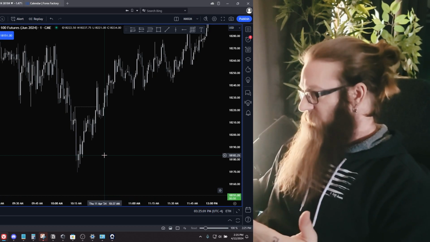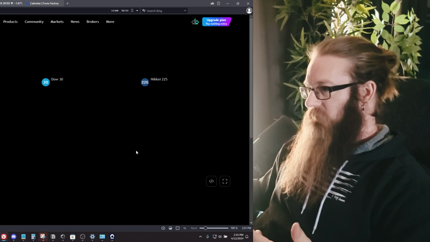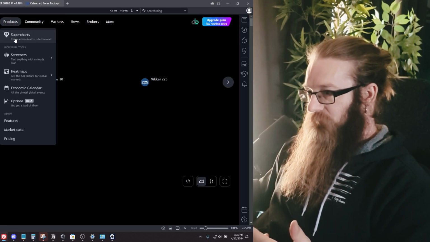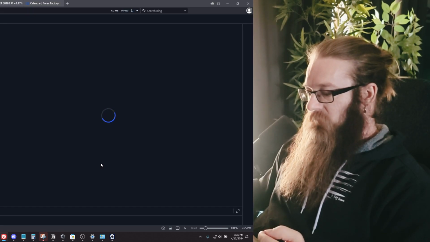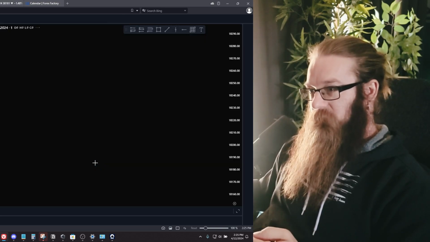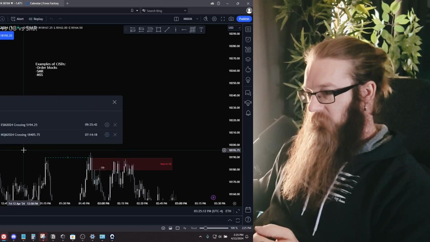Fair value gaps in itself indicate displacement, right? When you get displacement, you get fair value gaps.